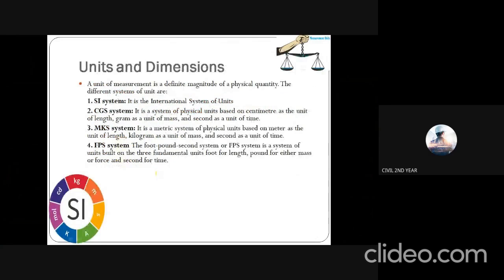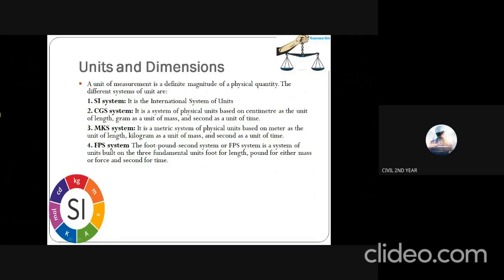So we need to know what the basic units and basic dimensions are that we are going to use in fluid mechanics. We already know that a unit is a measurement, a definite magnitude of a physical quantity. There are different systems followed in different countries, whereas SI, the International System of Units, is the standard universal system, and CGS is the centimeter-gram-second system.